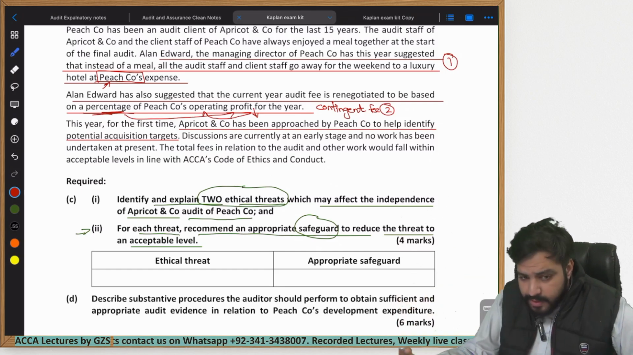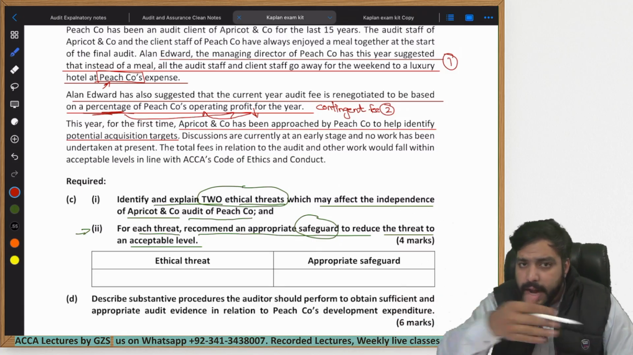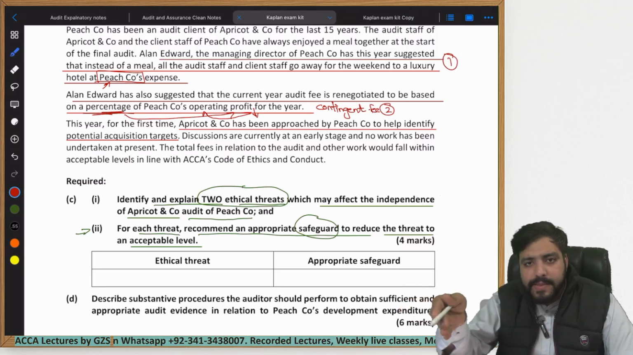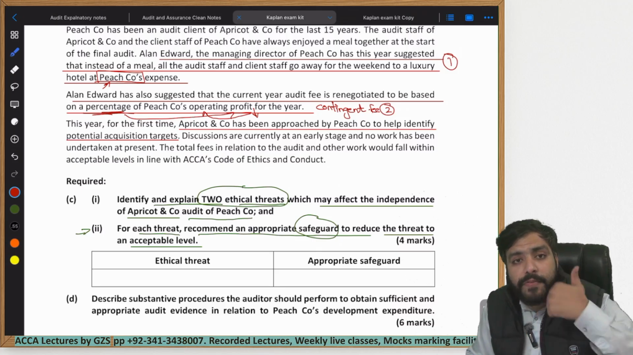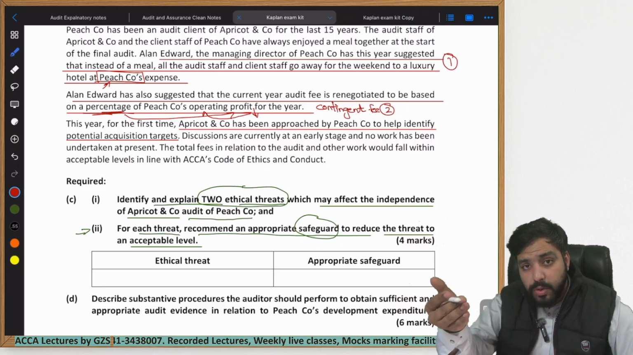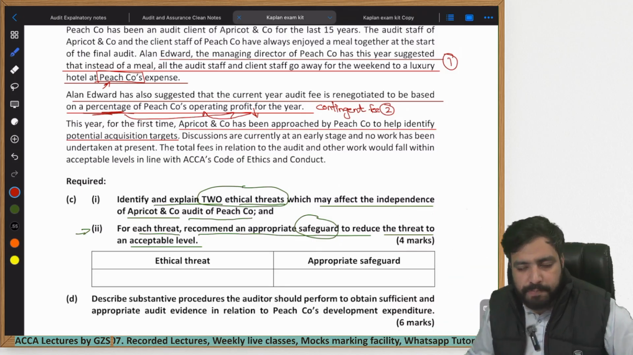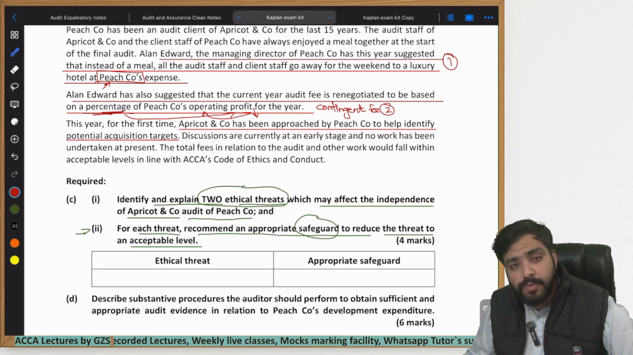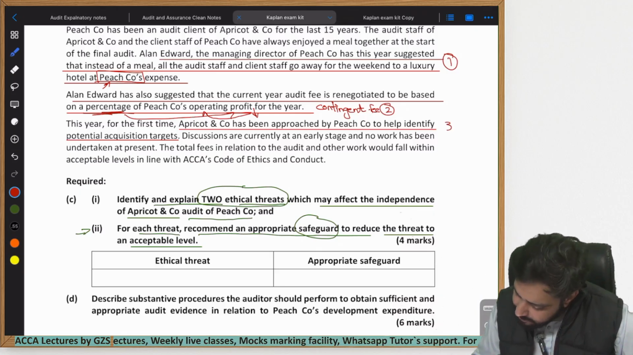An advocacy threat, because you would be seen representing the client, representing your audit client in front of the different types of companies that they may want to acquire. And also, this would create a self-review threat, because the calculations would be done by you as an auditor as well, and those calculations will be used within the financial statements by Peach Corporation as well. Now, these are the two separate types of threats that we have identified for this specific case. So this is the third type example.